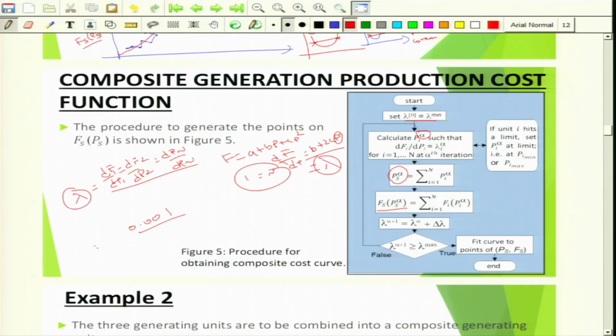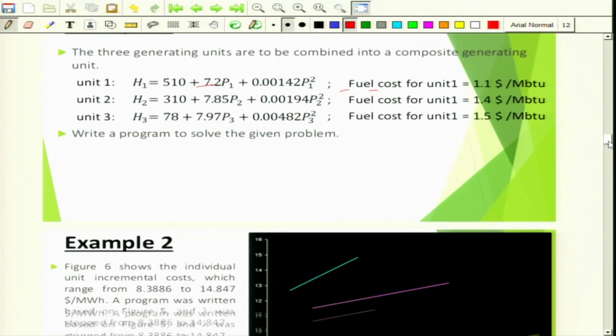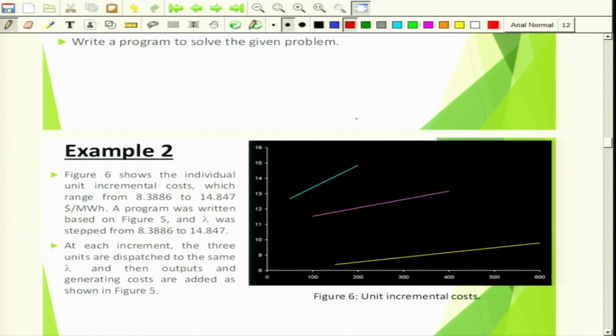Now you get all those points, like I already told, and then by using a curve fitting curve you need to connect the dots. Let us try to understand with the help of an example. Let's say there are 3 generators, each has its own fuel characteristics, heat characteristics, and you get the fuel cost also. Now let us write a MATLAB program or any software to obtain the fuel characteristics.